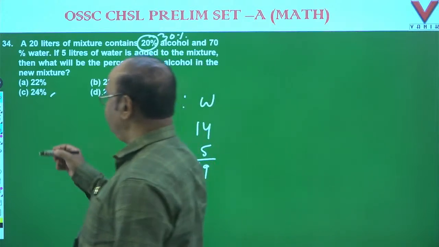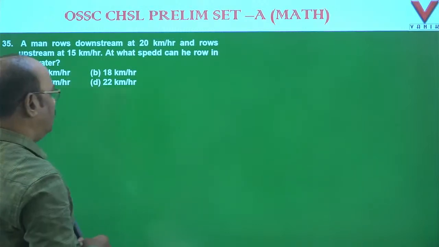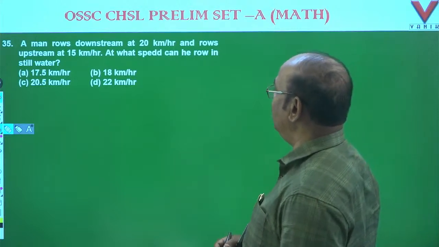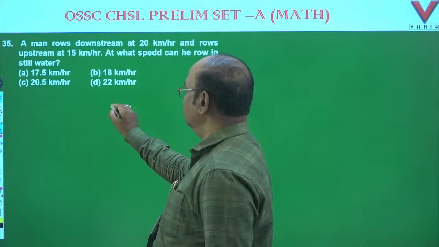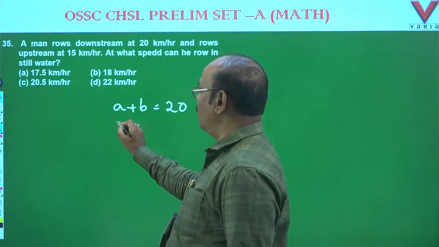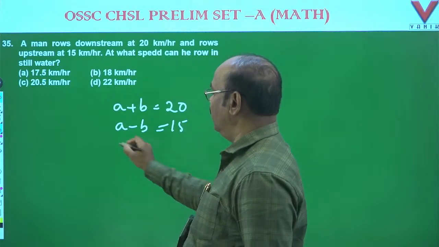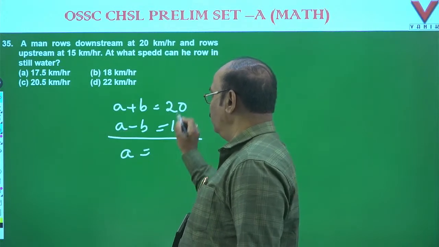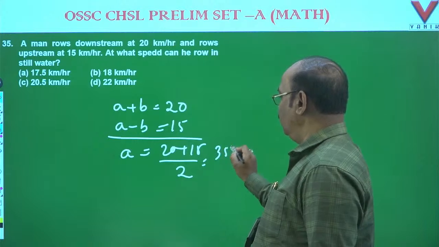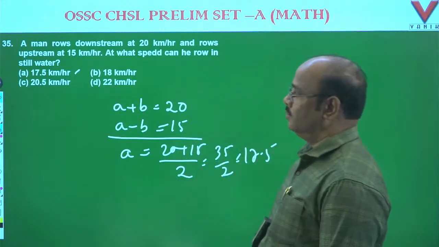Next question 35. A man rows downstream at 20 km per hour. Downstream means A plus B, A plus B is 20 km per hour. And rows upstream 15 km per hour, A minus B is 15 km per hour. What is the speed of the man in still water? A is the sum divided by 2, 20 plus 15 by 2, 35 by 2, and the answer is coming 17.5. The first option is the answer.